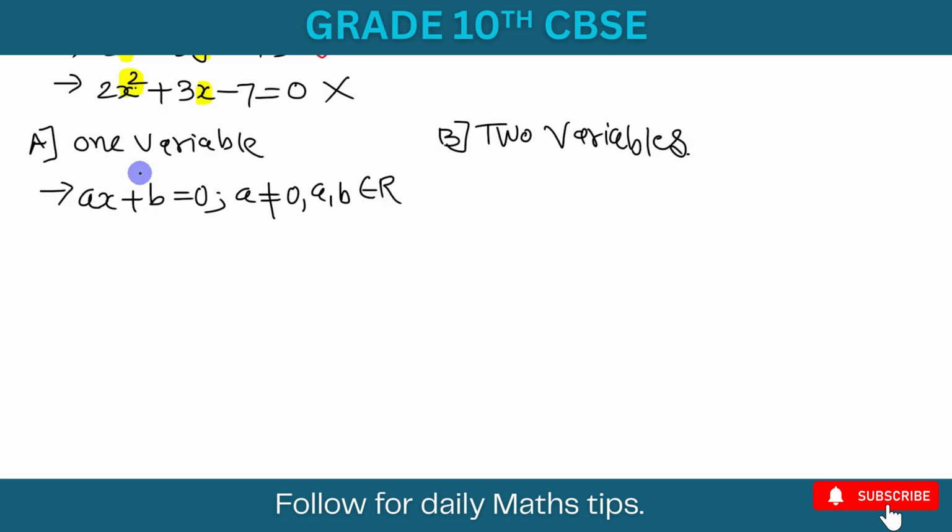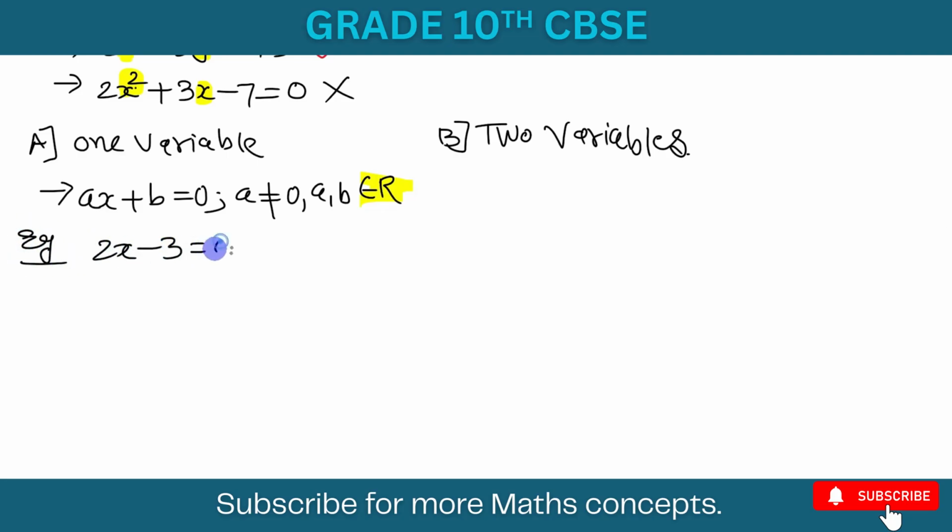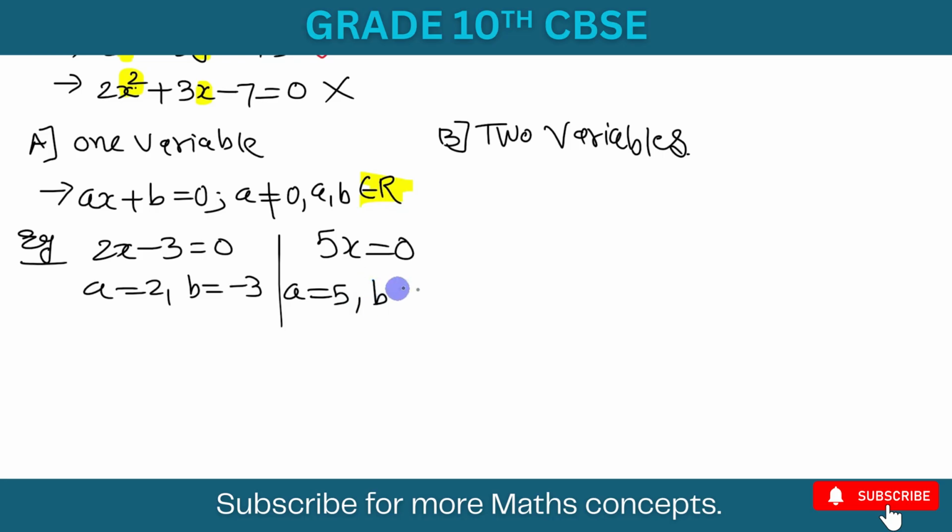Why? Because if you put a equal to 0, it will become b equal to 0, and you cannot say any number equal to 0, right? In general it will become an invalid statement. So that's why we are telling a cannot be 0, however b can be 0, and a, b both are members of real numbers. Example, 2x minus 3 equal to 0. If I am comparing with standard form, a is 2, b is negative 3. Second example, 5x equal to 0. Comparing with standard form, a will be 5 and b will be 0.